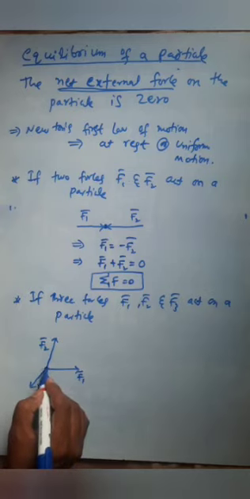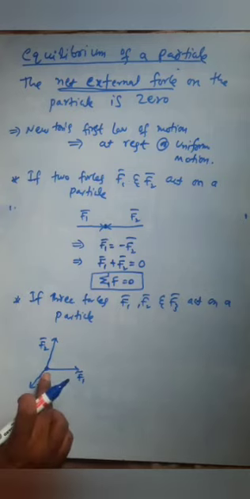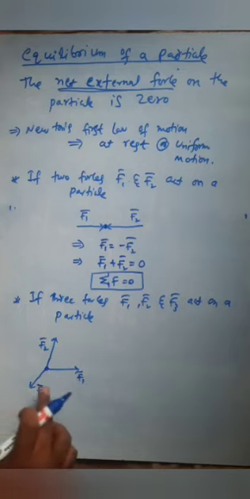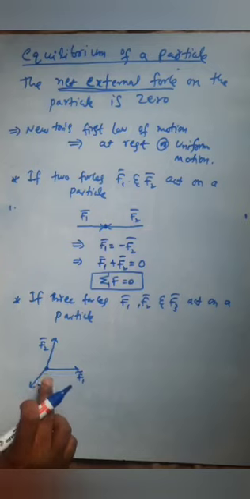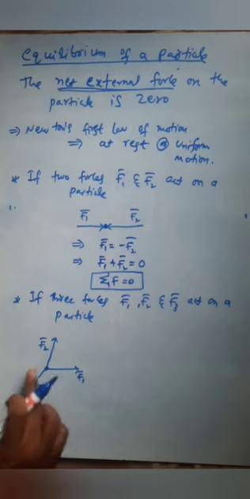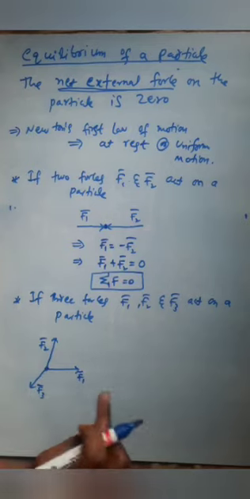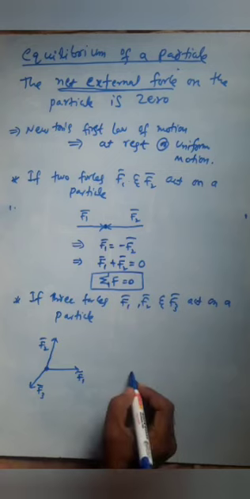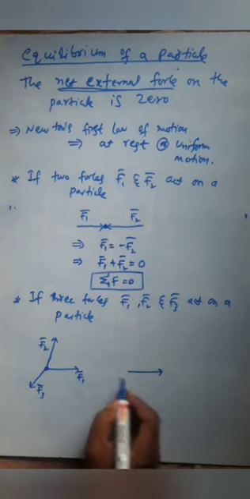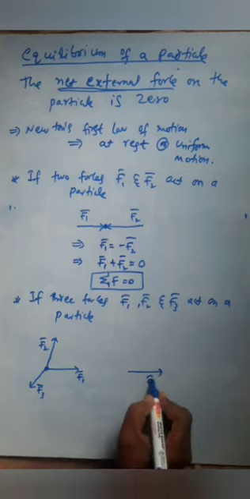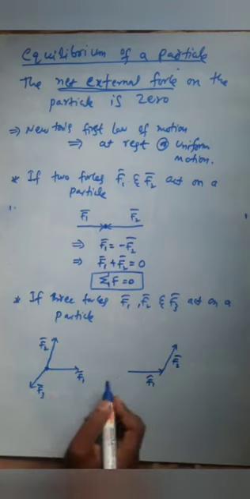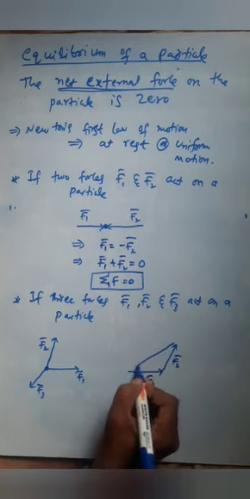If this particle is in equilibrium, then the net force on the particle is 0. So I am placing these three forces as the three sides of a triangle, in the same direction and same size. Here it is F1 bar, here this is F2 bar, and here it is F3 bar.